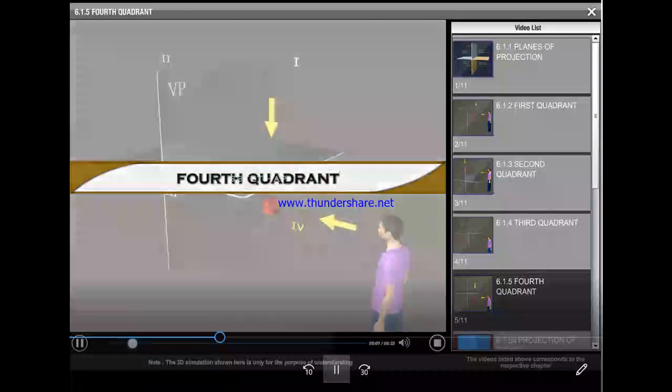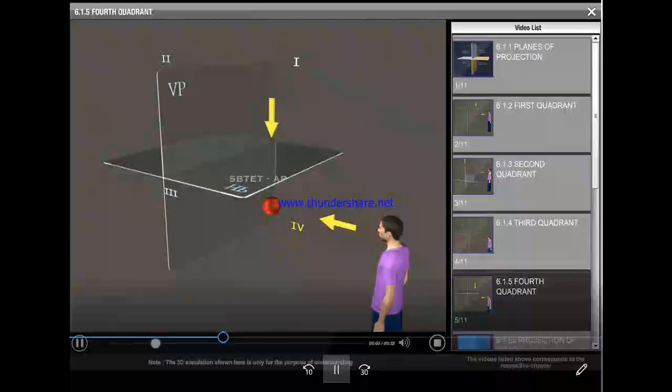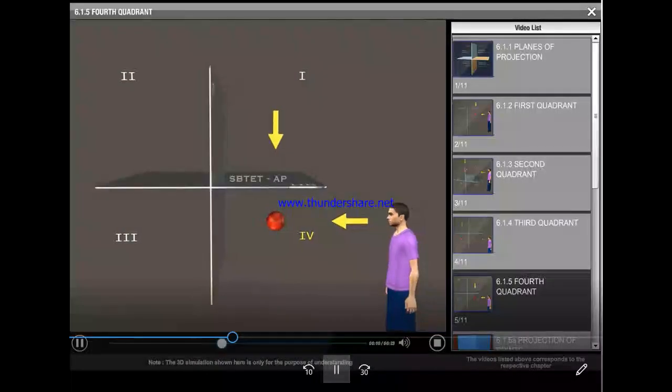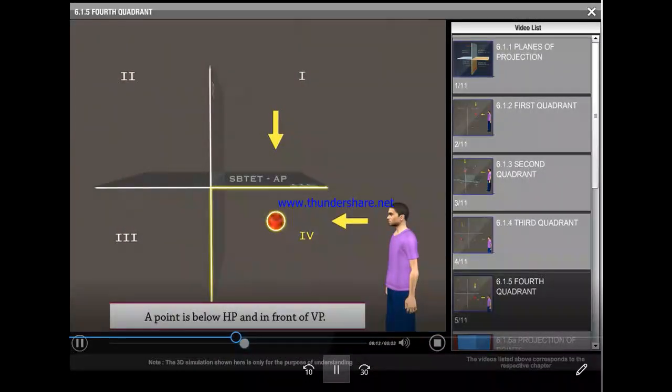Fourth quadrant. In this, we will see about the location of points with respect to the planes. It is a quadrant in which the point is located below the horizontal plane and in front of the vertical plane with respect to the observer.